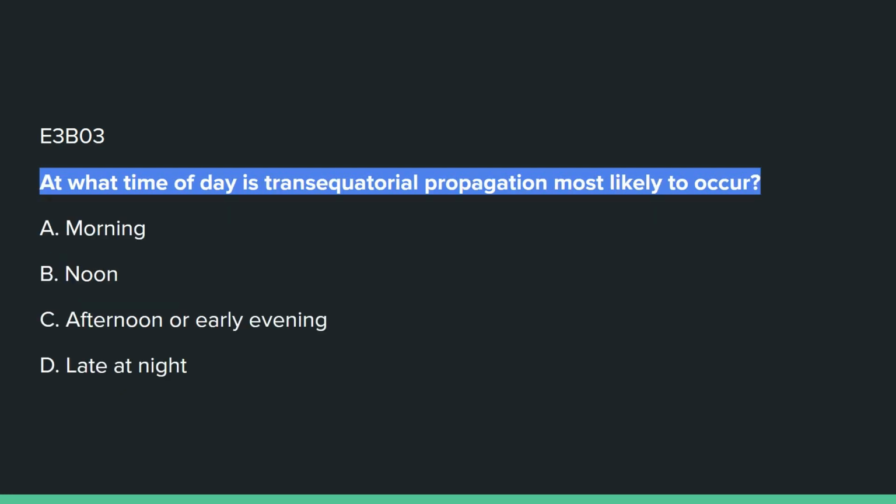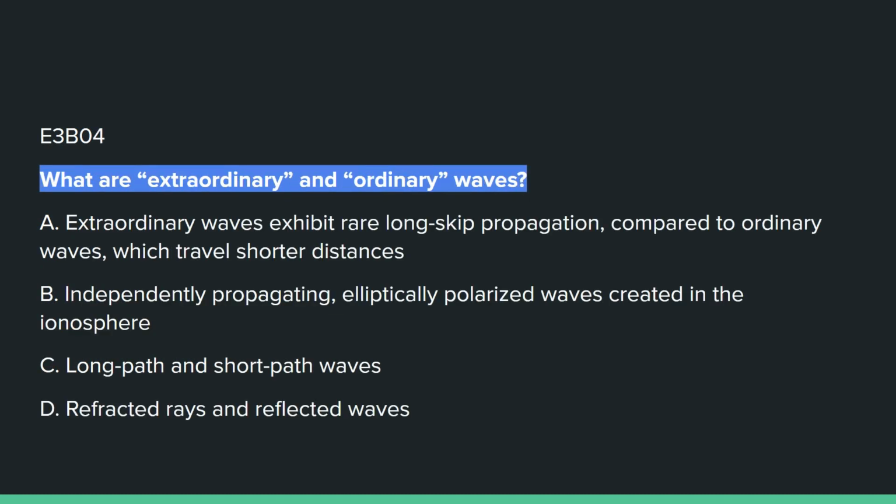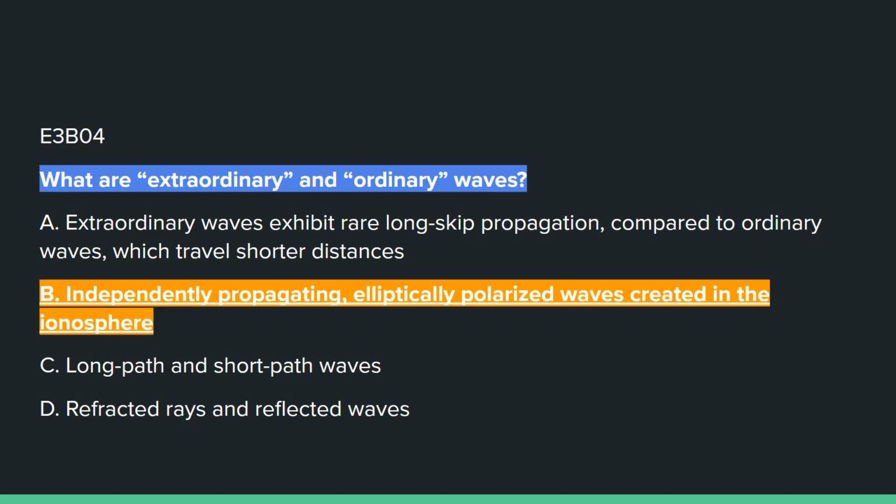E3B03, at what time of day is trans-equatorial propagation most likely to occur? That's C, afternoon or early evening. E3B04, what are extraordinary and ordinary waves? B, independently propagating elliptically polarized waves created in the ionosphere.